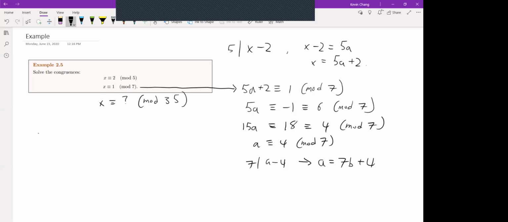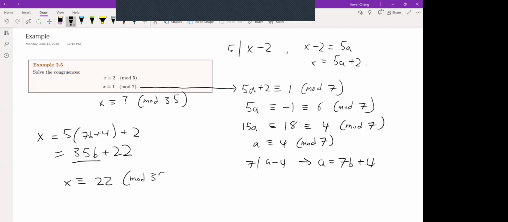So we have that x is going to be equal to 5, instead of a, we'll take this, so 7b plus 4, and then plus 2. And then this is going to be equal to 35b plus 22. And if you notice here, when we divide x by 35, this term is already divisible by 35, so the remainder is 22. So we know that x is going to be congruent to 22 mod 35. So this is going to be our answer to this system of congruences.